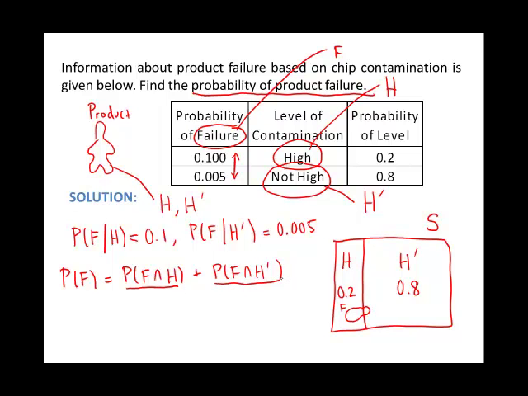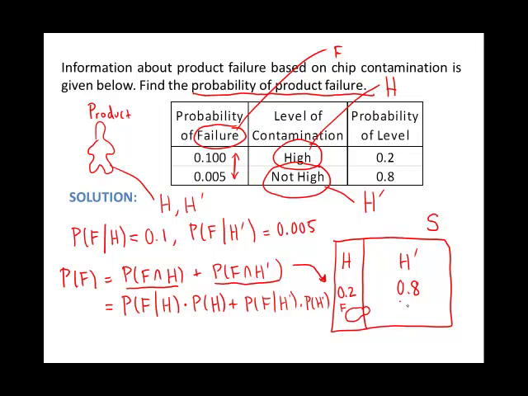according to the multiplication rule. So the probability F and H, I'm going to write in a manner that more shows what's happening in this picture to the right. So what's the probability of failure given the chips were exposed to high levels of contamination times the probability I'm even in this category where the chips were exposed to high levels of contamination, plus the probability of failure given the chips were not exposed times the probability I'm in the region where the chips were not exposed.